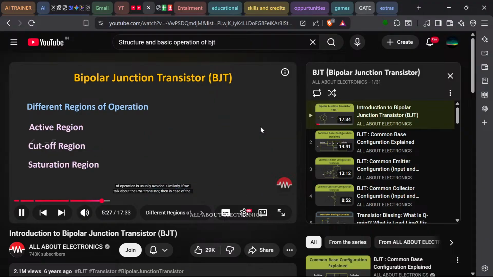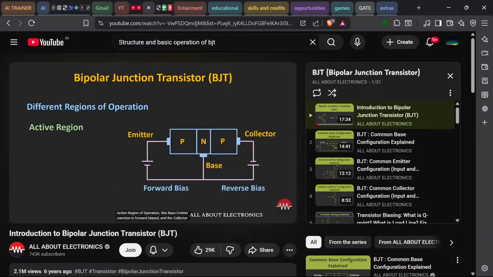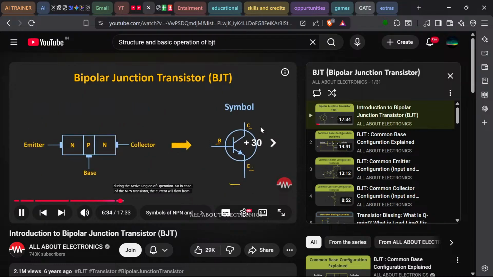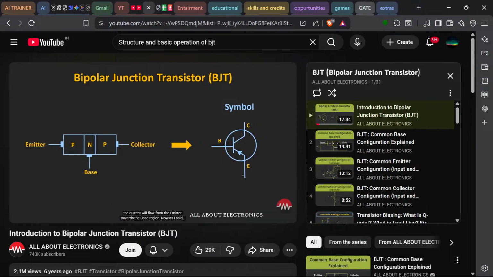Similarly, if we talk about the PNP transistor, then in case of the active region of operation, the base emitter junction is forward biased. The operation is similar to the NPN transistor, but here the direction of the arrow gets reversed. So now the current will flow from the emitter towards the base region.